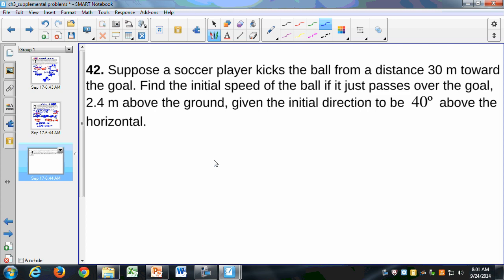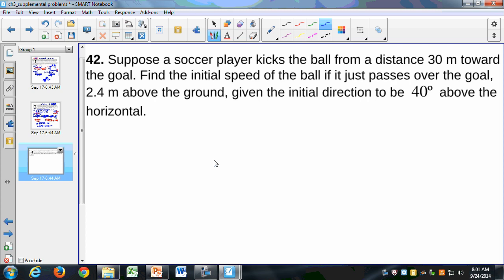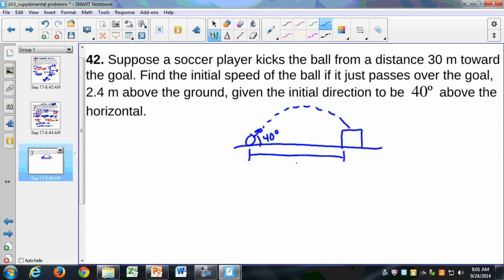So we have a soccer player, kicks the ball a distance of 30 meters towards the goal. I want to find the initial speed if it just passes over the goal 2.4 meters above the ground. I always like to draw a picture with this. So I have this soccer ball. It travels up. And then I know that over here the goal is 2.4 meters above the ground, and it just passes over it. I know that this angle is 40 degrees. I know that this distance is 30 meters.